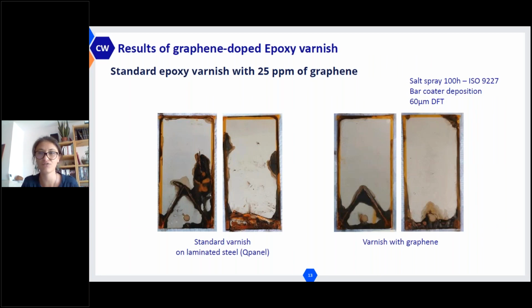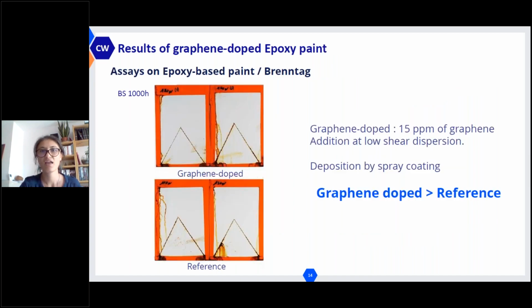Here we are at 25 ppm of graphene in the varnish. You can see on the right that the graphene varnish shows better results after 100 hours in salt spray. But this varnish is not representative of an anti-corrosion coating, so we do the same with paint already used for anti-corrosion application in aerospace industries.